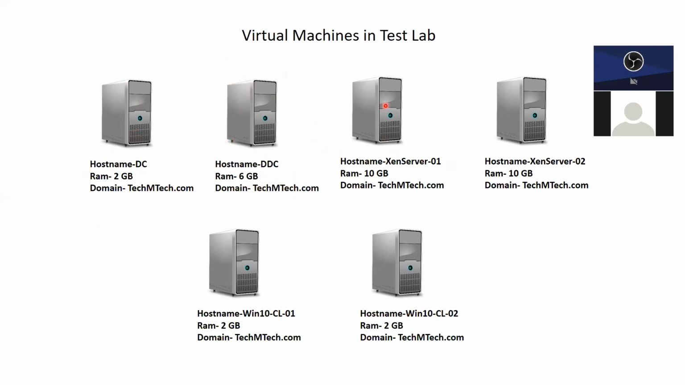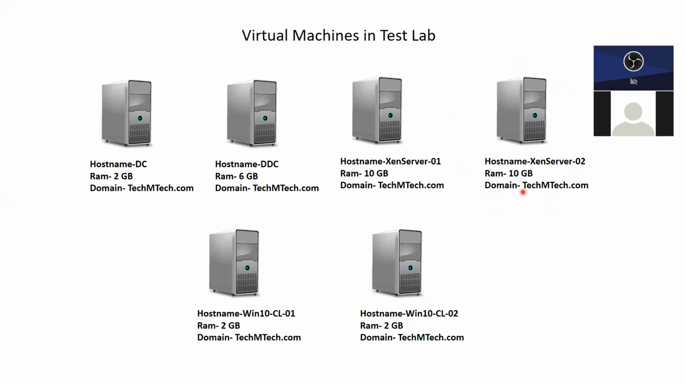And the third and fourth machines will be our hypervisors. I named them Gen Server 01 and Gen Server 02, and I have allocated 10 GB of RAM to each hypervisor, and I've joined those hypervisors into my domain, which is techamtech.com. For practice, only Gen Server 01 will be required. We can avoid Gen Server 02 because it is for backup purposes. But if you have that much hardware, you can go with Gen Server 02.